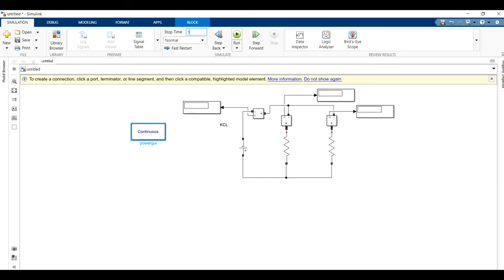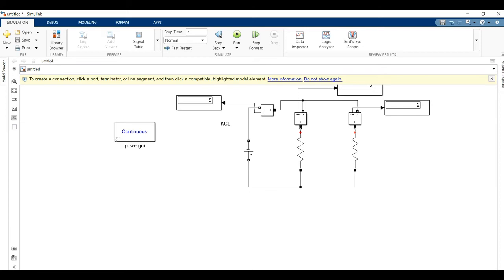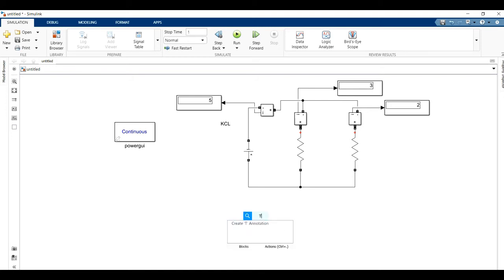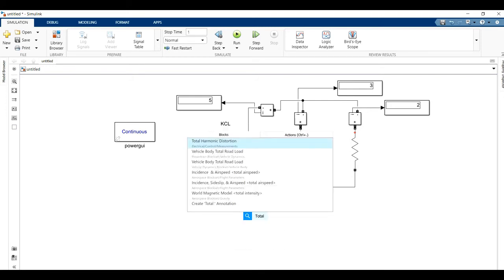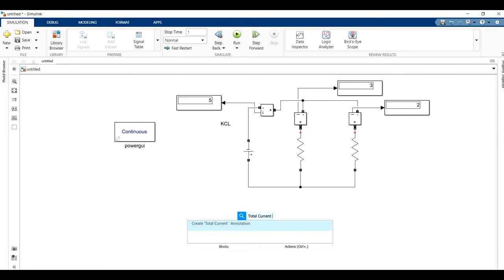Now run the circuit. We got 5 amps as the current entering the circuit, 3 amps at resistance R1 and 2 amps at resistance R2. R1 resistance is 8 ohms, so 24 by 8 is 3 amps. Similarly, R2 value is 12 ohms, so 24 by 12 is 2.